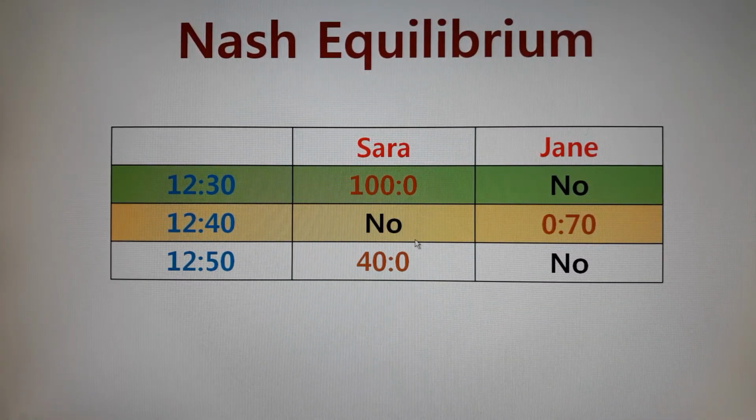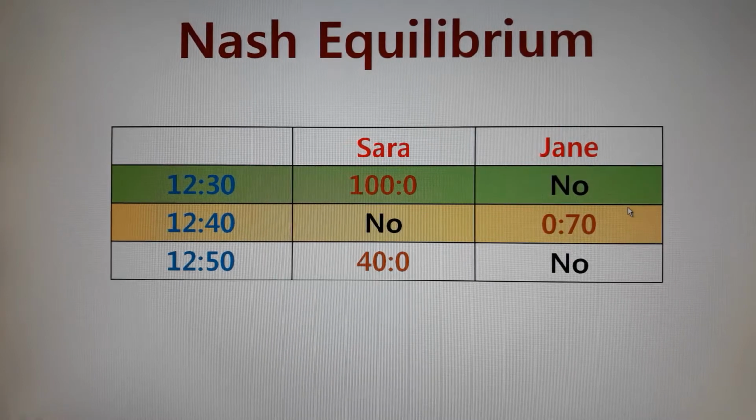Okay? If this does not surprise you, I would be impressed. The Nash equilibrium is like this. Sarah offers 100 to 0. So Jane would get 0. Sarah, 100.